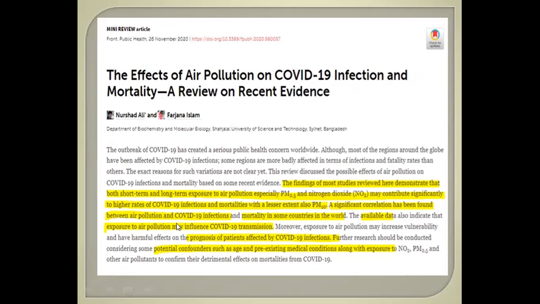A significant correlation has been found between air pollution and COVID-19 infection and mortality in some countries in the world. The available data suggests that exposure to air pollution may influence COVID-19 transmission, and chronic exposure to air pollution may increase vulnerability to harmful effects on the prognosis of patients affected by COVID-19.